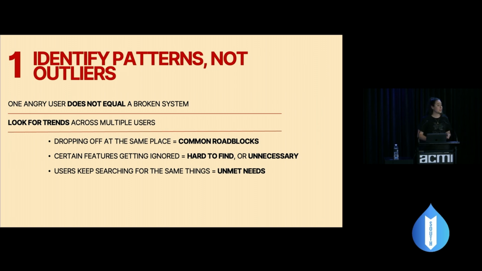If certain features are ignored, maybe they're hard to find, they're not useful, or they might be confusing, so check repeated frustration points in Clarity session recordings. If users keep searching for the same thing, using search data and search terms, that's probably missing or it might be buried in your website. And you can also scan your feedback forms and support tickets for recurring complaints. So if people are saying the same thing, that's a pattern.